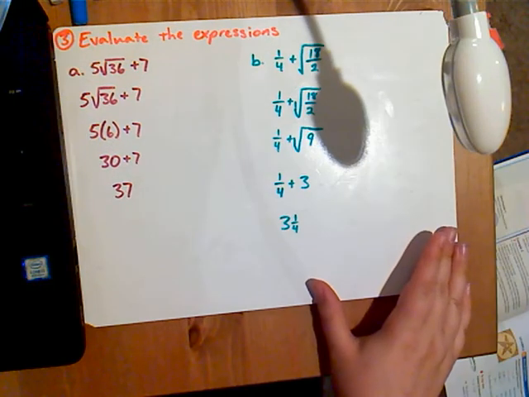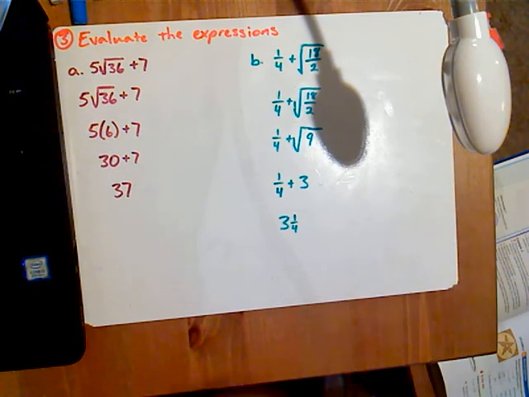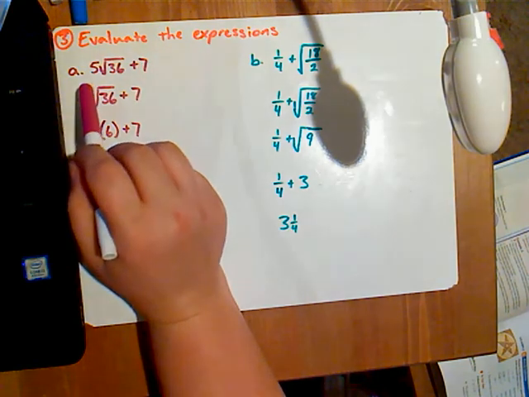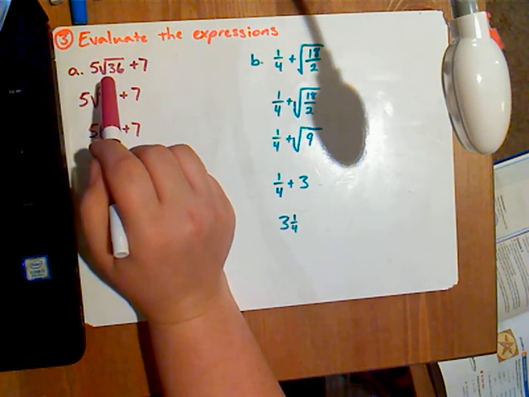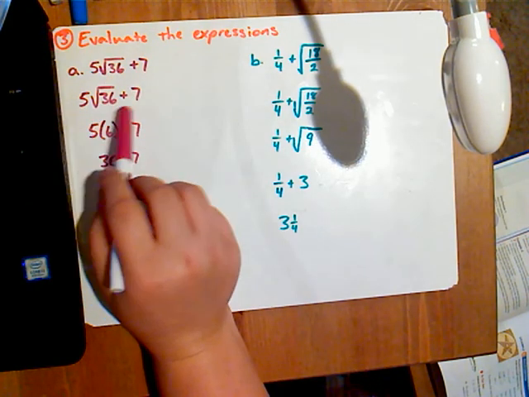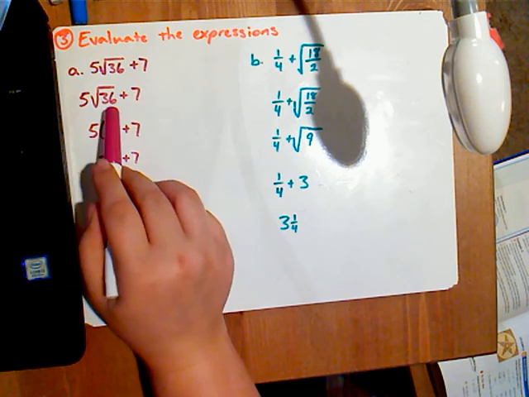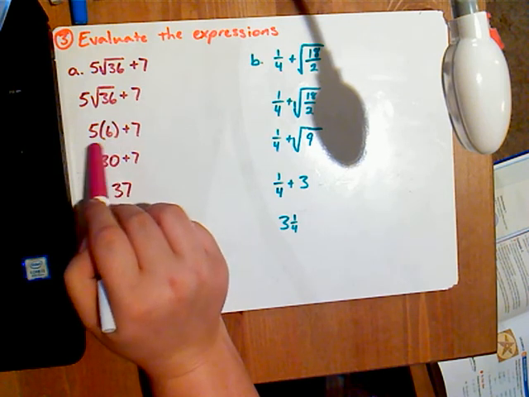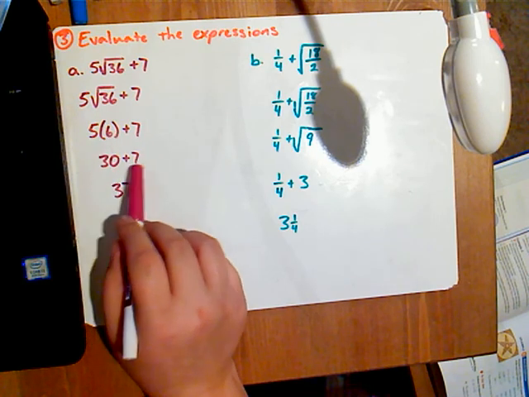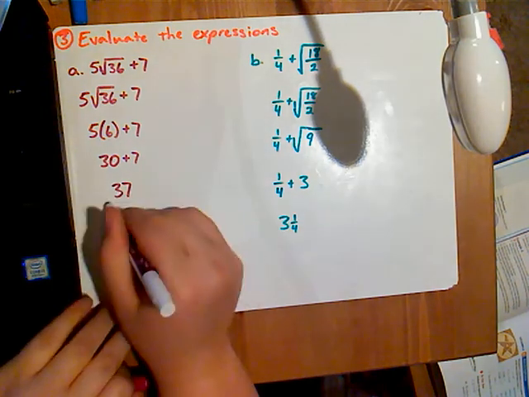Some other problems that you're going to see in your homework are going to be evaluate the expressions. So basically this just means it wants you to solve the problem. Letter A is 5 times the square root of 36 plus 7. Our square root of 36 is 6. So 5 times 6 plus 7. 5 times 6 is 30. That 30 plus 7 gives us an answer of 37.